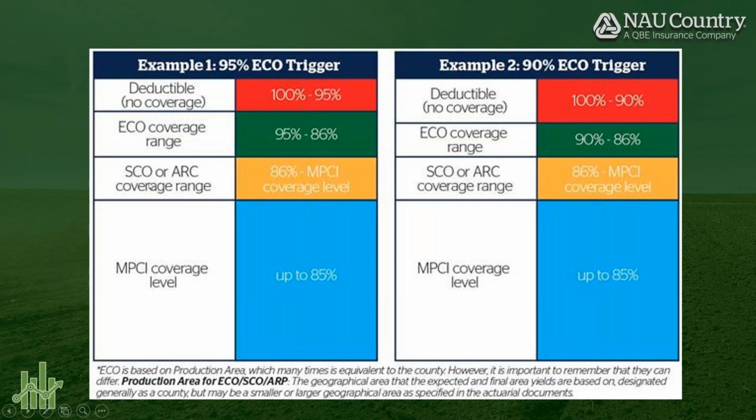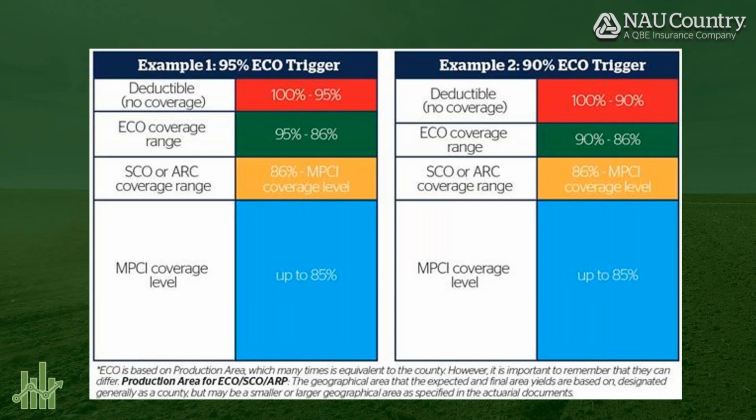SCO is a crop insurance program. ARC is through the FSA office, and I'll talk about that here in a minute. But they will only let you do one or the other. These are both very similar. They're 86% triggers, and they kind of do the same thing.